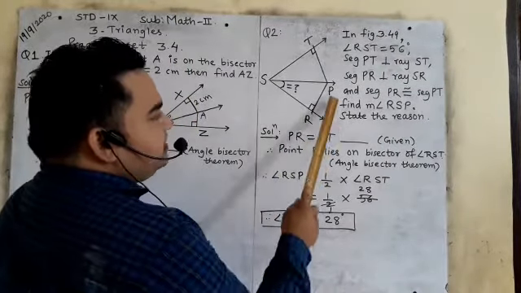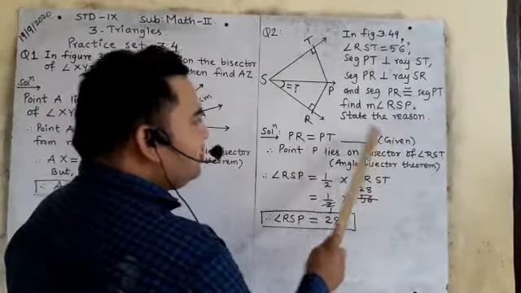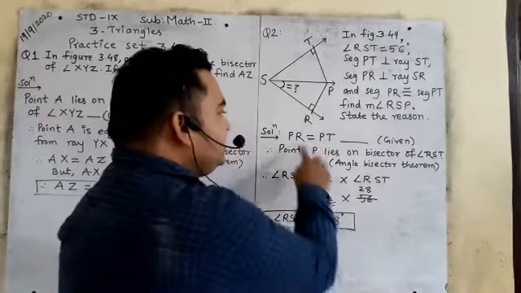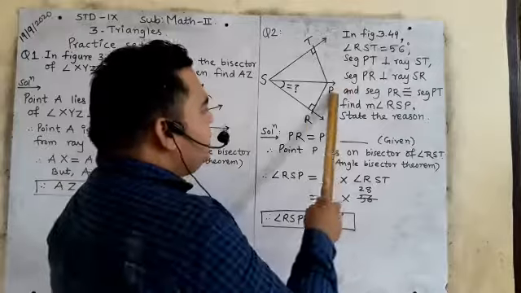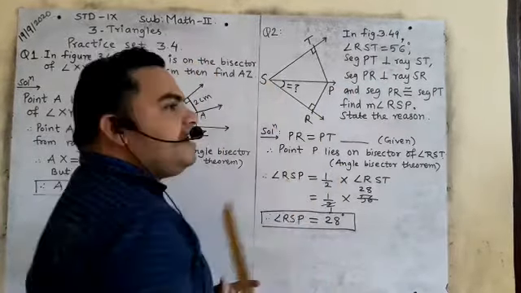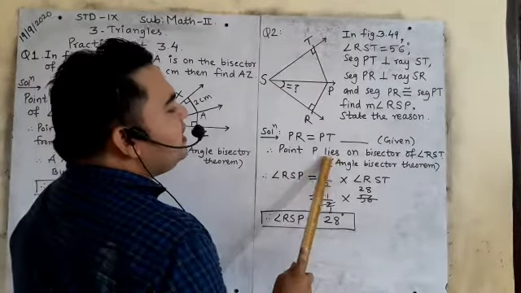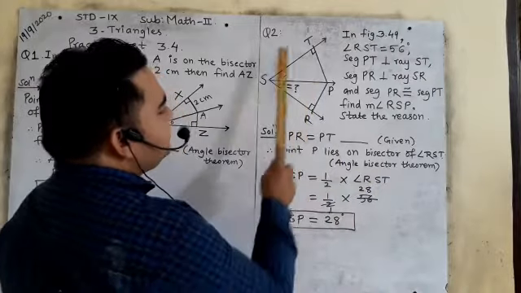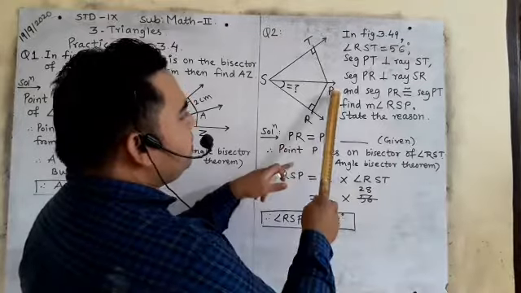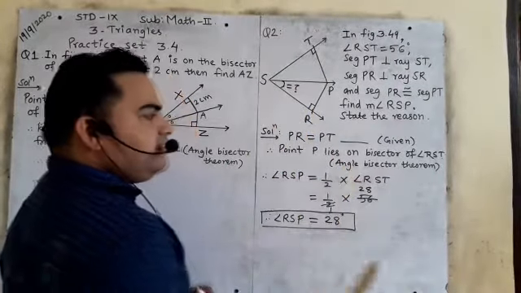Look here. PR is equal to PT. This is our main reason. This is given, and this only makes us alert. By reading this, we can be alert that PR and PT are equal. It means SP is an angle bisector. So therefore I will write: point P lies on the bisector of angle RST, by the angle bisector theorem.